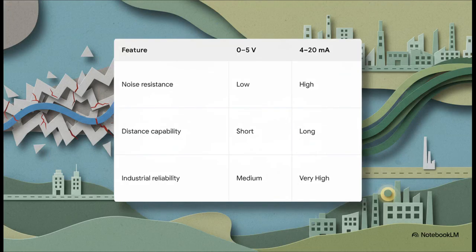This table really shows the trade-offs. The 0 to 5 volt signal, not so great with noise or distance, but look at the 4 to 20 milliamp signal. Its noise resistance is high, and it's a long-distance runner. Sure, it uses a bit more power, but that's why its industrial reliability is rated very high. It's just built for the tough jobs.